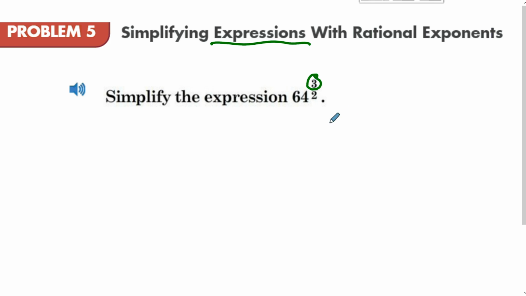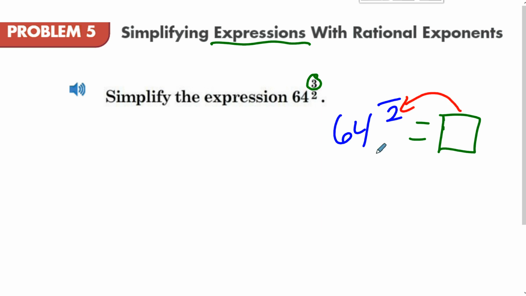So the denominator is still 2. And it's saying how many times we're multiplying a number. So what times itself 2 times is 64? Okay, so that answer, we're only doing 2 times, so that's a little easier to do, right?